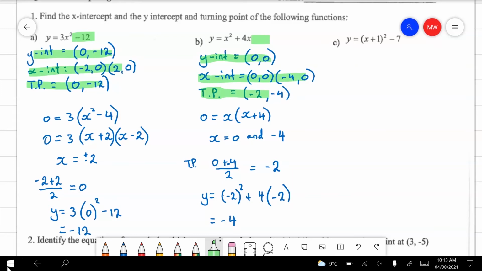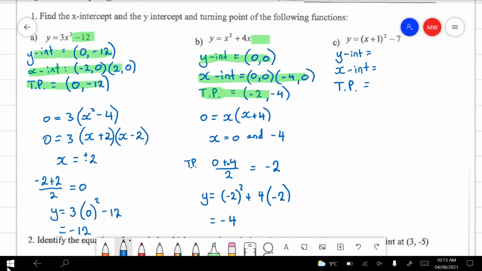I'm going to move on to the last one. The last one is in turning point form. So again, we are still finding our y-intercept, we're trying to find our x-intercepts, and I want my turning point. But I'm going to change the order that I do things this time.